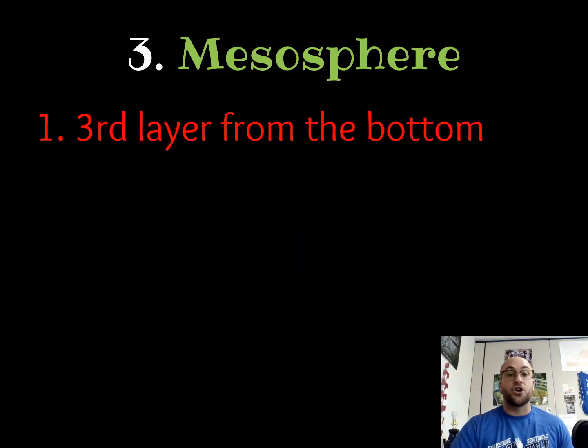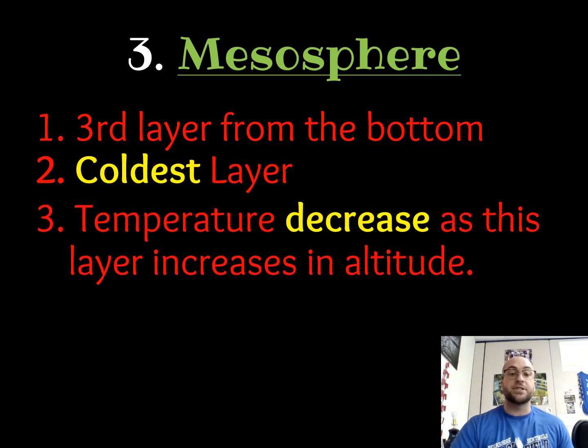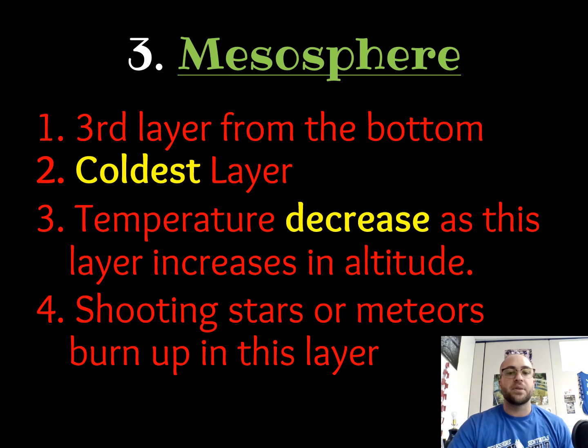The third layer is the mesosphere. It's the coldest layer. Temperature decreases as we increase in altitude. So we're noticing in the troposphere, as we go up, it decreases. In the stratosphere, it starts to increase. In the mesosphere, it then starts to decrease again. We'll talk about why that is. And this is where shooting stars or meteors, if you've ever seen them, tend to burn up, in the mesosphere.